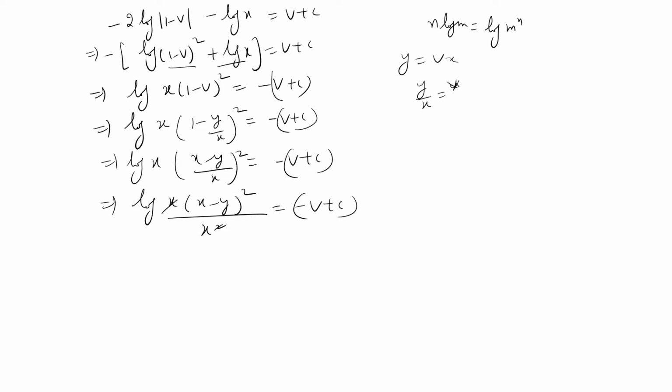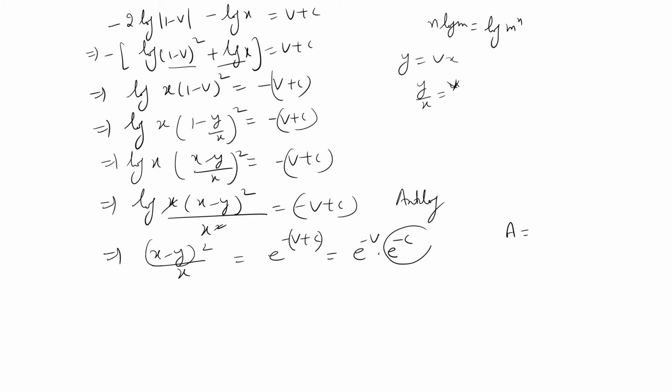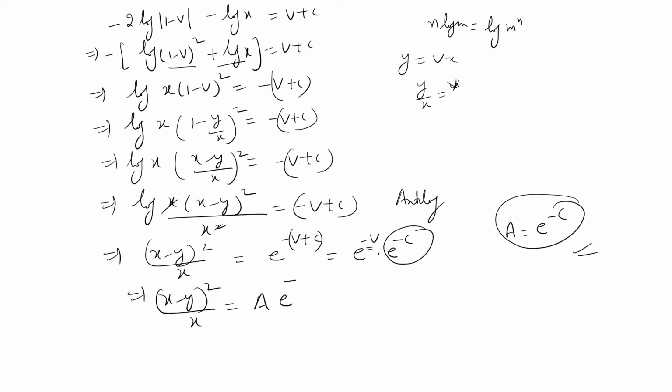Let us take the anti-log, and you know log from this side will be removed and this side will be raised to power e. So this side can also be written as this into e raised to power minus c. Now as this is also a constant, you replace it with some arbitrary constant a. So we get (x minus y) whole square upon x is equal to a times e raised to power minus v, and v can be replaced by y upon x. So (x minus y) whole square is equal to a x e raised to power minus y upon x.